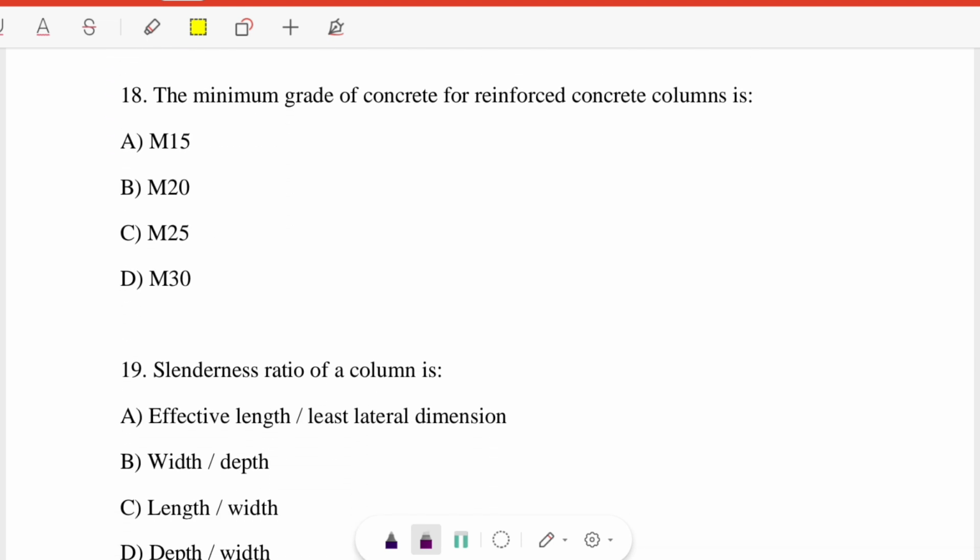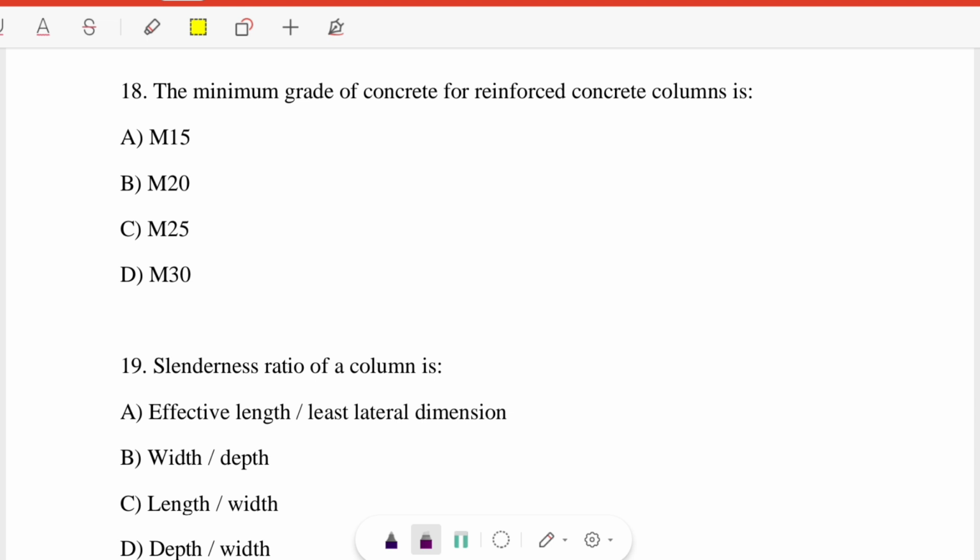Next question, the minimum grade of concrete for reinforced cement concrete column is option A M15, option B M20, option C M25, option D M30. The correct answer is option B M20.